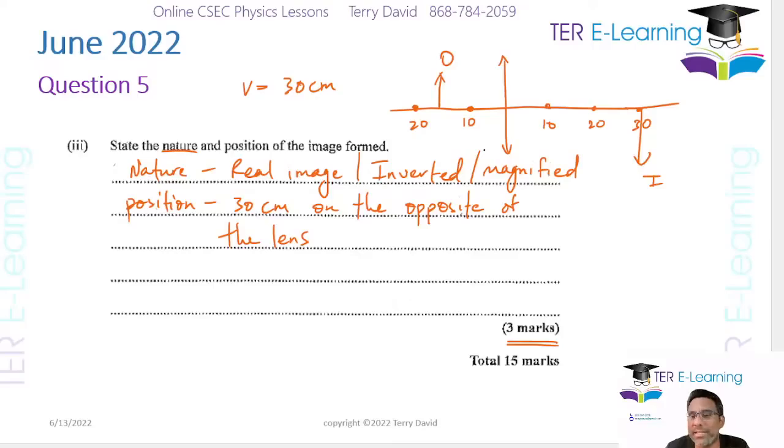Somebody's asking why the position can be inverted. When they ask you about the position here, they're talking about where it is located, in reference to the object or in reference to the lens. What they're looking for you to say is real, inverted, magnified, opposite. You don't have to specify which one is which. You don't have to do that.